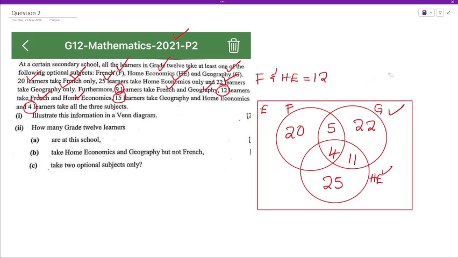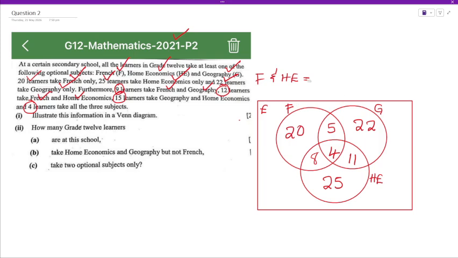Okay, we're done. French and HE. French is this one right there. HE is right down here. The intersection is this one. The total should be 12. You already have a 4, so you put an 8 here, such that when you add 8 plus 4, it gives you 12. Okay, we're done drawing our Venn diagram.